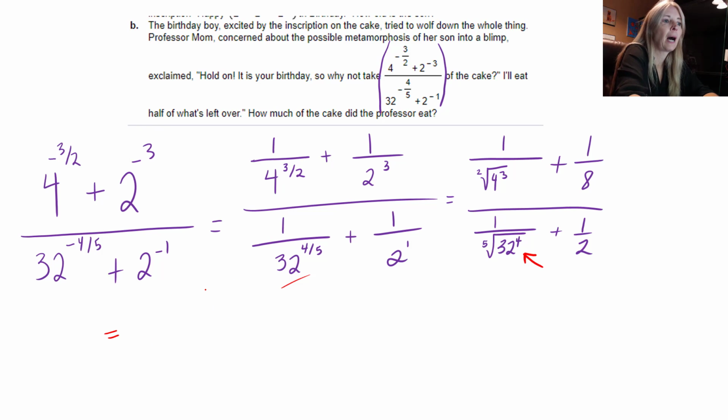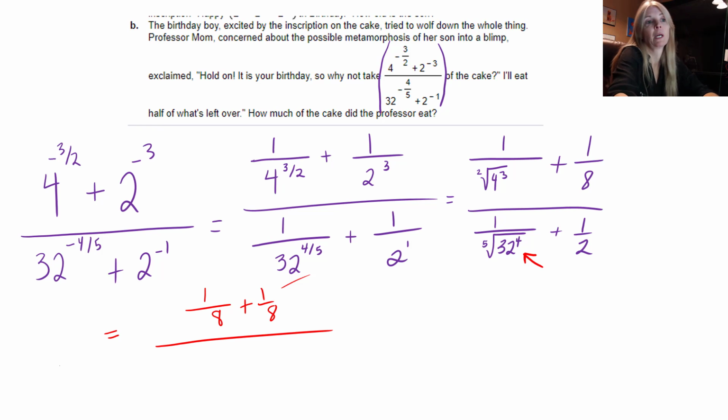So up top, I have 1 over 4 times 4 times 4, which is 64, and the square root of 64 is 8. So that becomes 1/8, and then plus that other 1/8. Again, the bottom there, if you put 32 to the 4/5 in your calculator, you will actually see that that's 16. Or if you do 32 to the 4th power, and then you put it to the 1/5 power, however you do it, and then plus 1/2.